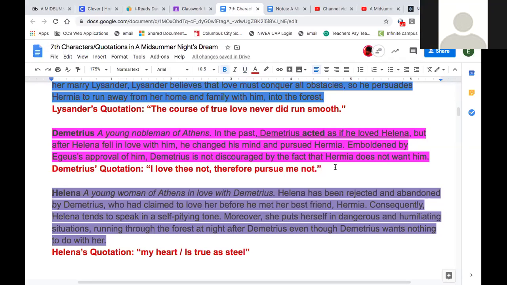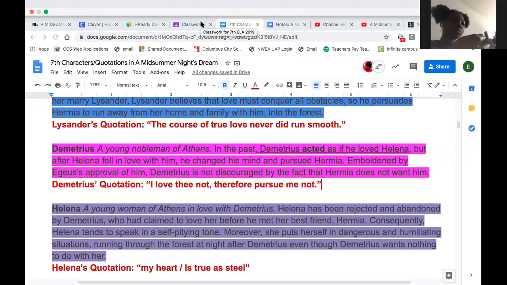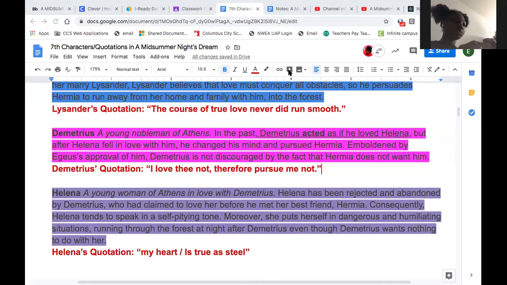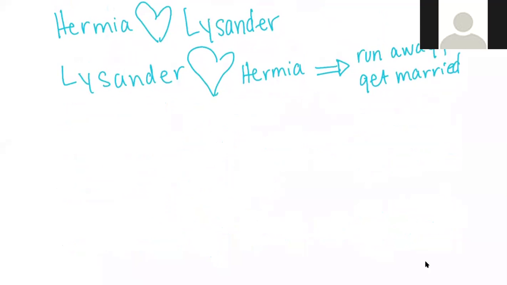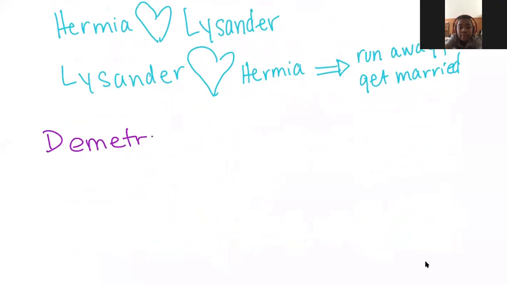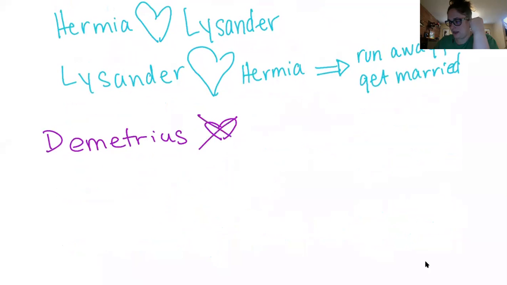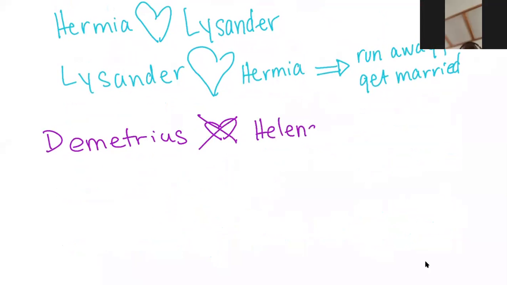So in this case, he's kind of a schmuck, because he doesn't actually love Hermia or Helena, but he's like, I guess I'll marry her. So for Demetrius, I'm making a rubber band ball. Demetrius does not love Helena. Ooh, that's tough.